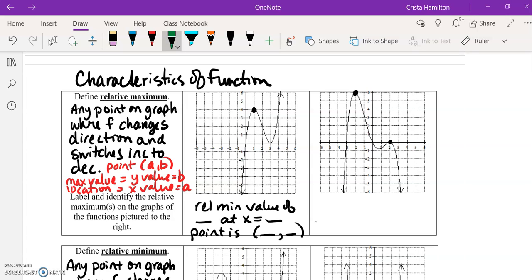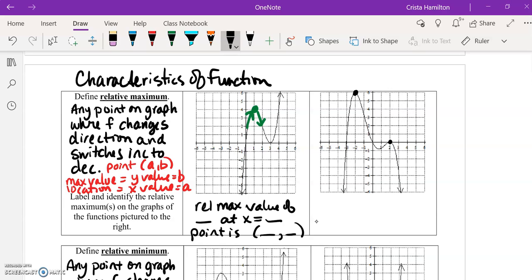We already know a relative maximum is any point on the graph where f changes direction, switching from increasing to decreasing. So we see on this side we are increasing, then we are decreasing after. So this point right here is going to be a relative max. I just realized when I look down here at my words, I put min right there, so we'll change that.